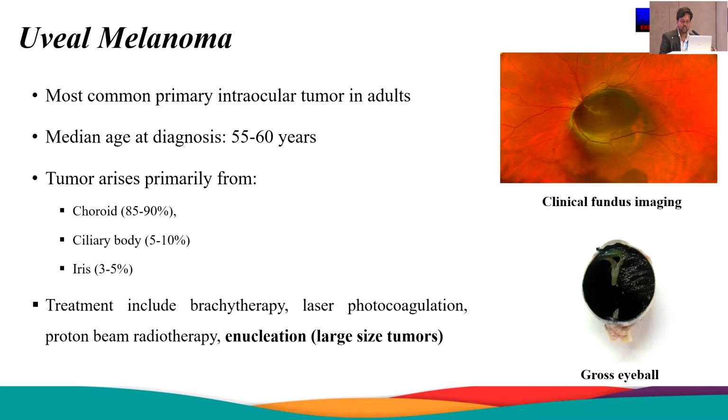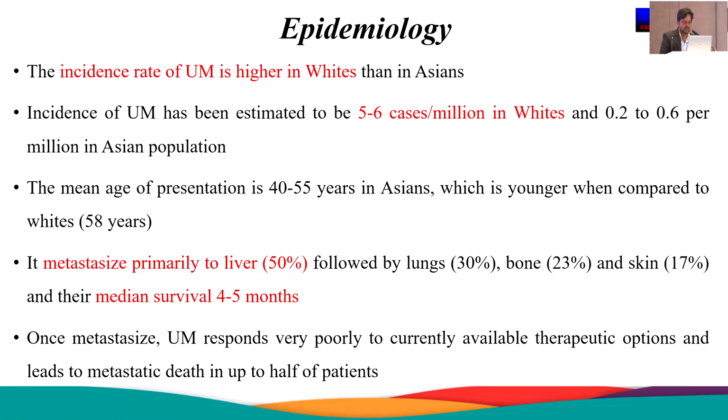This is the clinical fundus image showing an intraocular choroidal melanoma, and this is the gross eyeball of a choroidal melanoma. The incidence rate is higher in the white population than the Asian population, and the mean age of presentation in the Asian population is 40 to 55, which is younger compared to the white population. It metastasizes primarily to the liver, followed by lungs, bone, and skin, with a median survival of 4 to 5 months. Once metastasized, it responds very poorly to currently available therapeutic options and leads to metastatic death in up to half of patients.